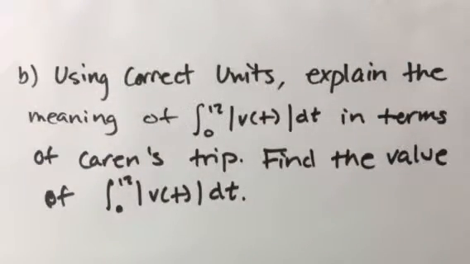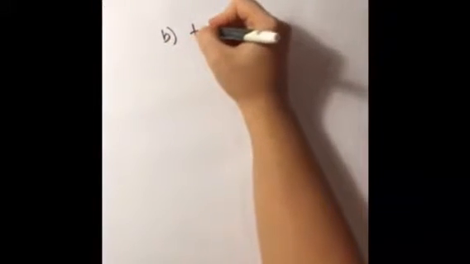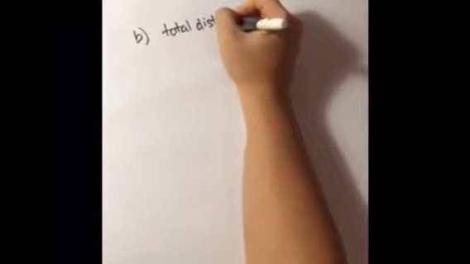Using correct units, explain the meaning of the integral of the absolute value of v of t from 0 to 12 in terms of Karen's trip. Find the value of the integral of the absolute value of v of t from 0 to 12. So in part B, we're trying to solve for the total distance Karen traveled in miles from the time frame of 0 minutes to 12 minutes.